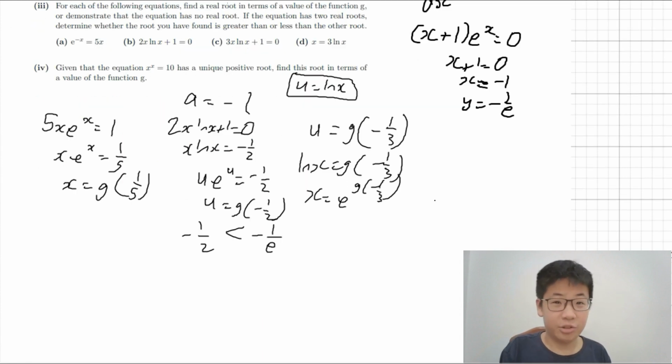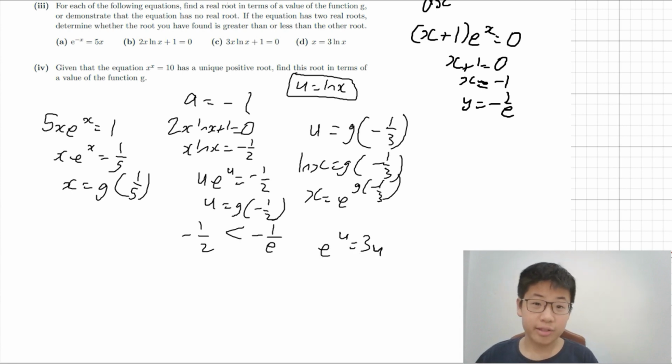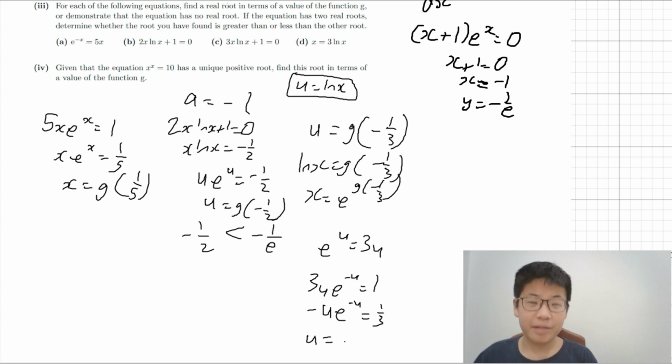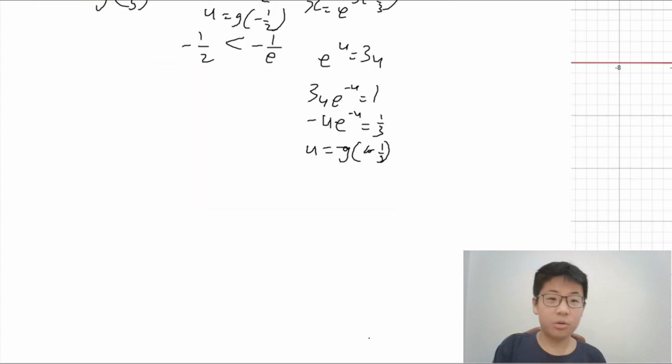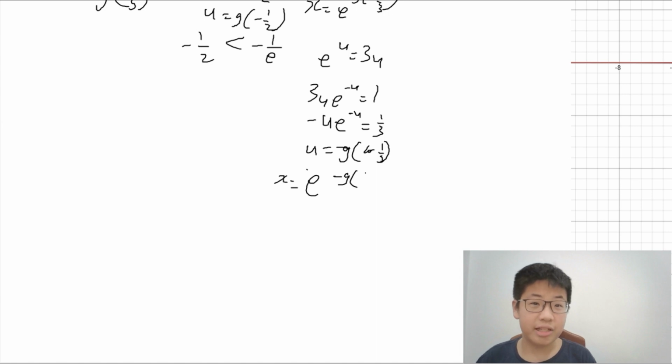Now this is where it gets good. For the next equation, x equals 3 ln x, we use the substitution to get e^u equals 3u. So 3u e^(negative u) equals 1. Multiply both sides by negative 1 over 3 to get negative u e^(negative u) equals 1/3. Negative u then becomes g of 1/3, and so we can use the substitution back again to get x equals e to the power of negative g of 1/3. Actually, it's negative 1/3.